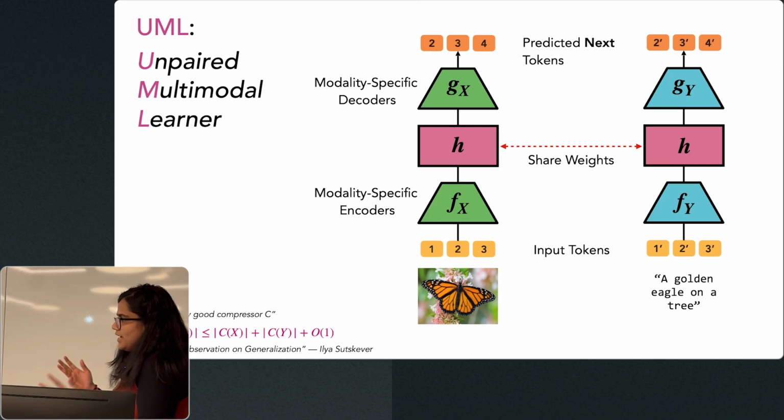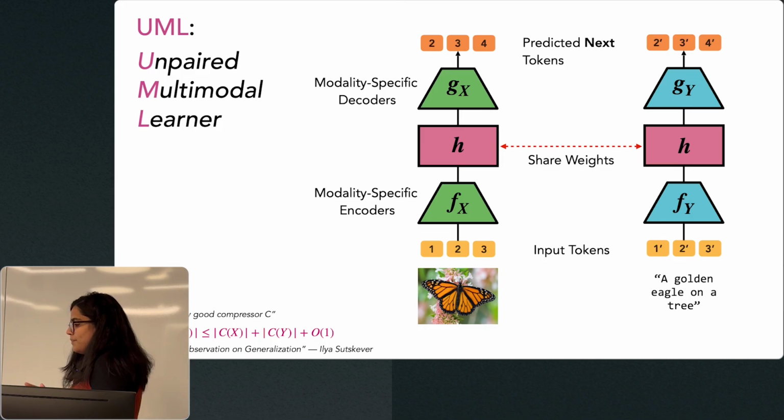So the idea is very simple. If you have a very good compressor C, and you have two different data sets, X and Y, you don't know how much information is shared between X and Y. But if you give the compressor X and Y together, it should be able to compress the data jointly with at max the length of what it would have taken to compress X separately and Y separately.